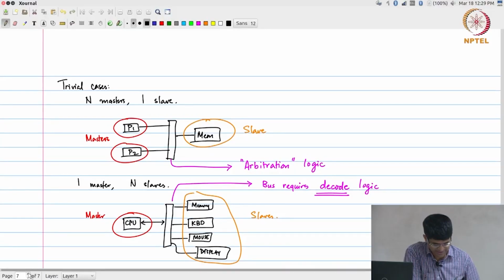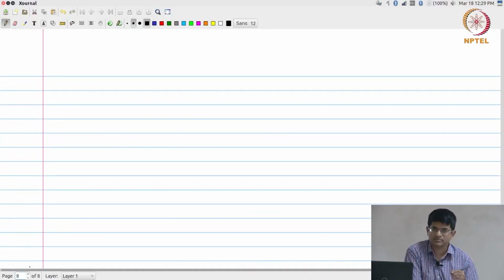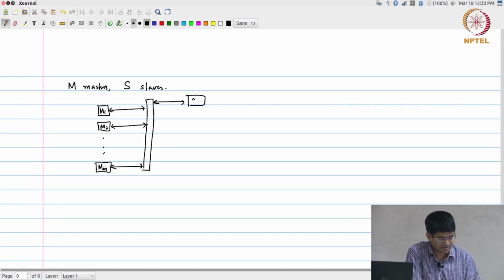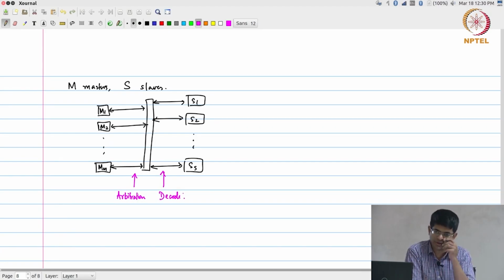Moving forward from here, the next thing we can think of is, obviously, there was nothing preventing me from having both multiple masters as well as multiple slaves at the same time. If I have m masters and s slaves, I would have S1, S2 up to S subscript capital S. I would need arbitration logic on this side and decode logic on this side in order to decide who gets to talk to what.